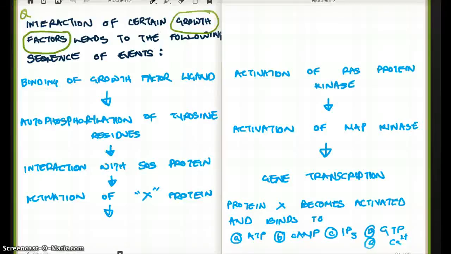This question deals with second messenger pathway. Now let's get right into it. The question says that interaction of certain growth factors leads to the following sequence of events. Now what's the sequence of events?